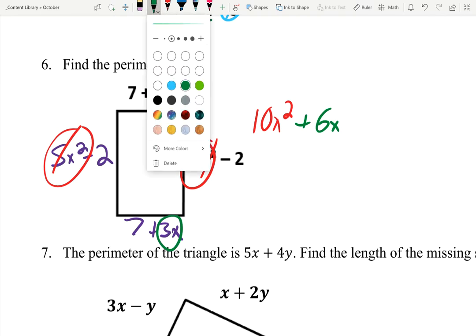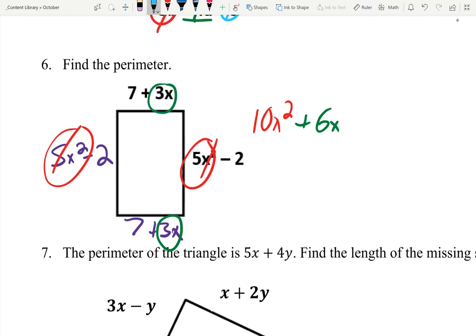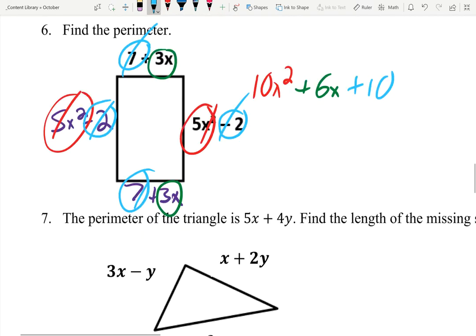And then we have our constants, which there's a handful of. We have 7 minus 2, just 5, plus 7. So 5 plus 7 makes 12, and then minus 2 again. 12 minus 2 makes 10. So all 4 of these combined make plus 10. That is our result, that's our final answer. That's our perimeter.